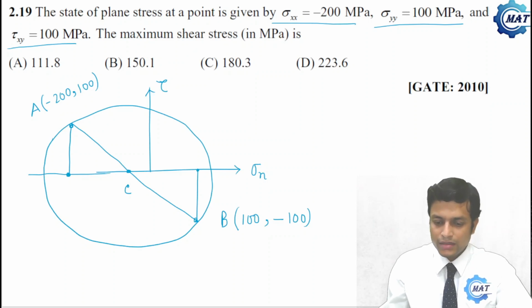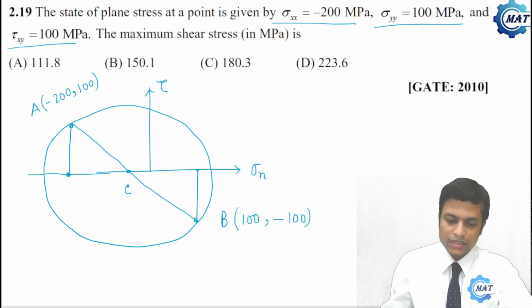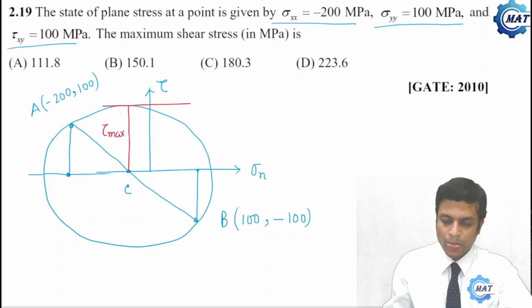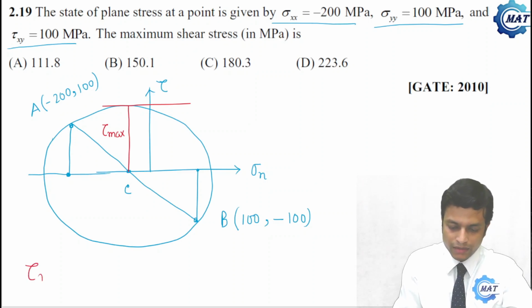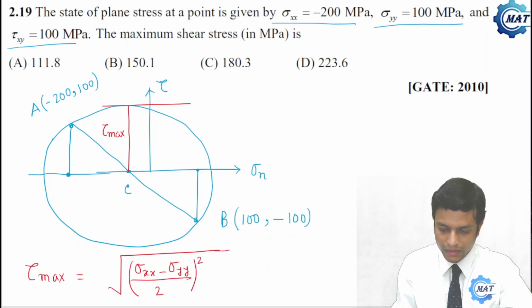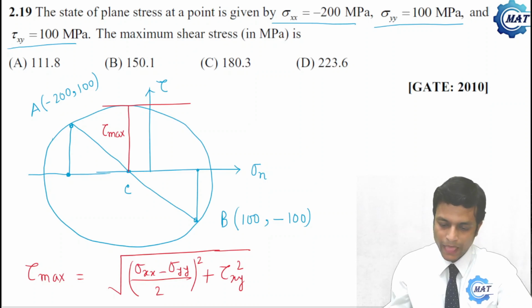And what is the maximum shear stress? Maximum shear stress is nothing but the radius of the Mohr circle. This is the maximum shear stress. So this is tau max. That is the radius of the Mohr circle. And what is the equation? Tau max is root over ((sigma xx minus sigma yy) by 2) whole square plus tau xy whole square.